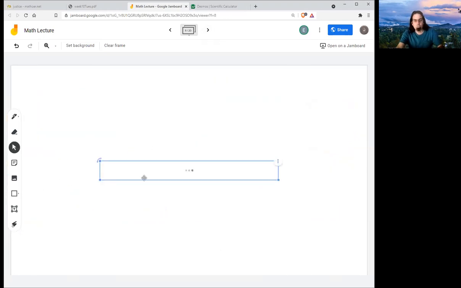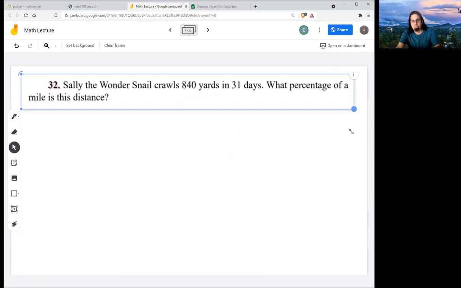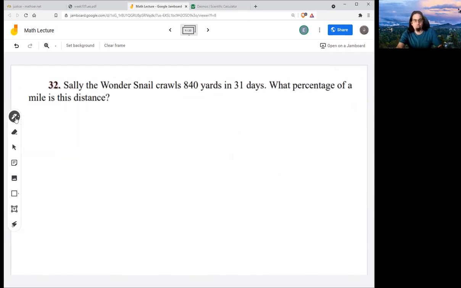Okay. We have snail problems to confuse you. This one, I will give you a hint. We will need to know that 1 mile is 5,280 feet. We also need to know that there's 3 feet in a yard.